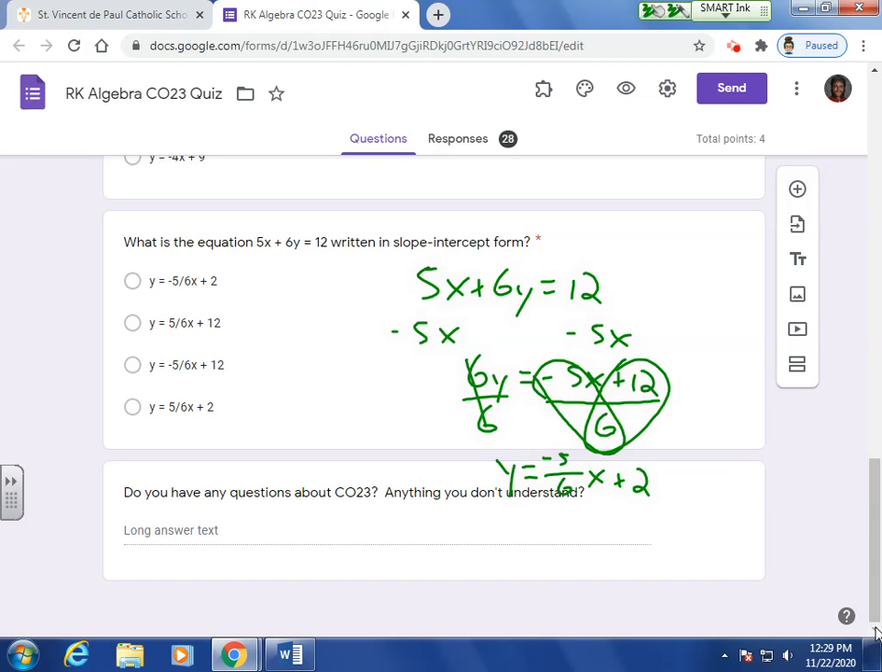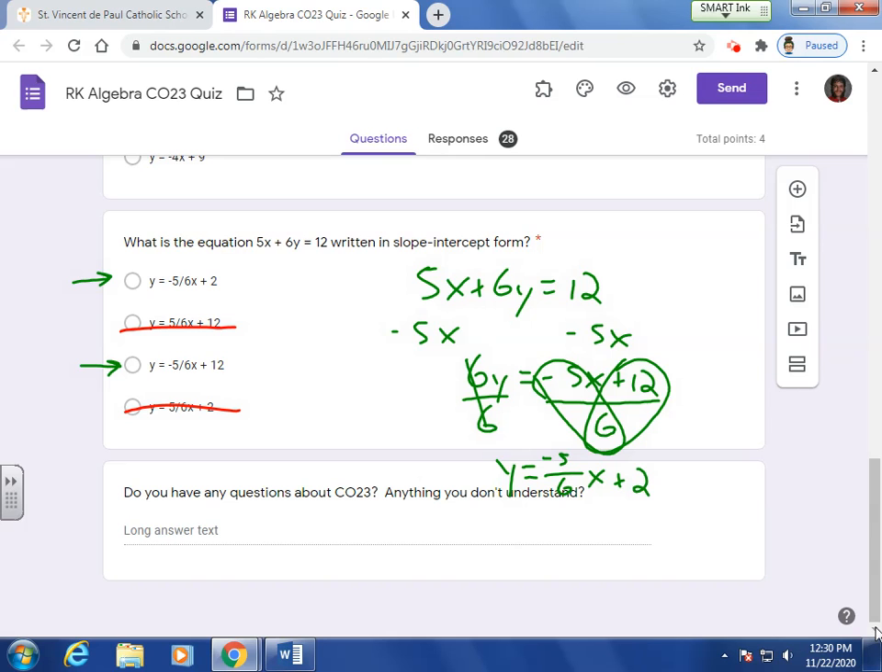So basically, of your 4 options here, 2 of them have a negative slope, and 2 of them have a positive slope. And of the slopes that are negative and of those that are positive, one's got a constant of 2, the other one's got a constant of 12. So the correct sign of the slope, negative 5/6, that you subtracted 5x from both sides, eliminates 2 of them.